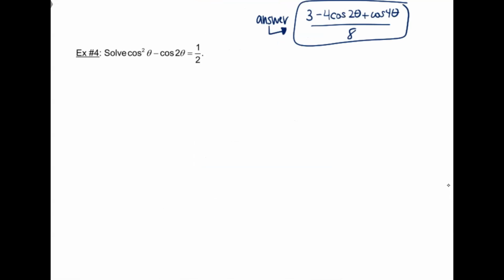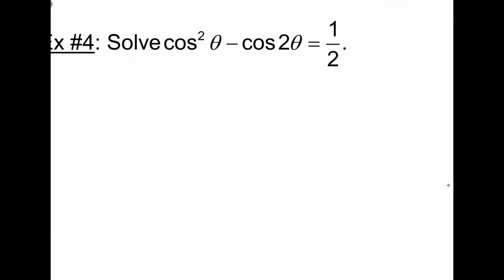All right, so I need to have everything in terms of the same trig function, but it is. Everything's in terms of cosine, so I'm good there. But everything has to have the same angle. I can't have a double angle and a regular angle. So what should I do? Should I have everything in terms of a double angle or a single angle? Which is easier to convert into? Convert everything into a double angle. Can I rewrite cosine squared theta in terms of double angle? Yeah, it's on the page with power reducing identities. Let's use the power reducing identity.